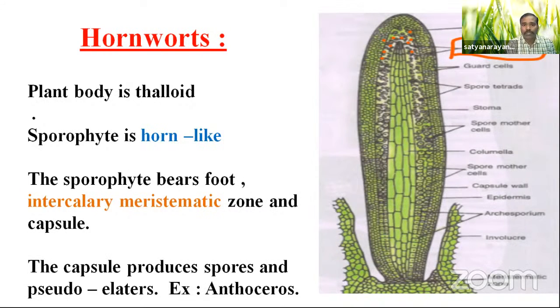Now what is their function? They are useful for the dispersal of the spores. They are the steroid spores. So in hornwort, the sporophyte has the foot, intercalary meristematic zone, and capsule. Now this is the structure of the capsule. Within the capsule, we can find the pseudo-elaters. An example of hornworts is Anthoceros. Reproduction is also the same. Sexual and asexual reproduction are done. In sexual reproduction, again, oogamous reproduction is there, with antheridium and archegonium, as we already learned in liverwort. So this is about the second class, hornwort.